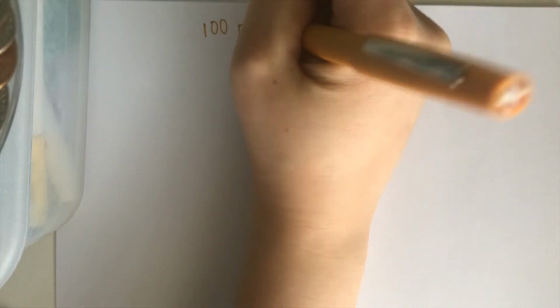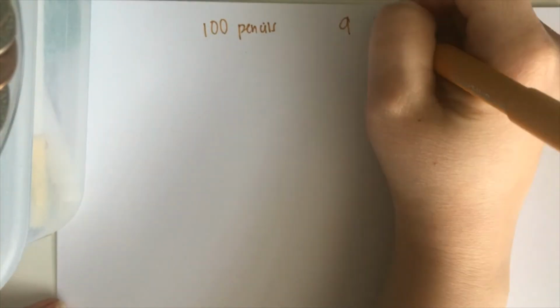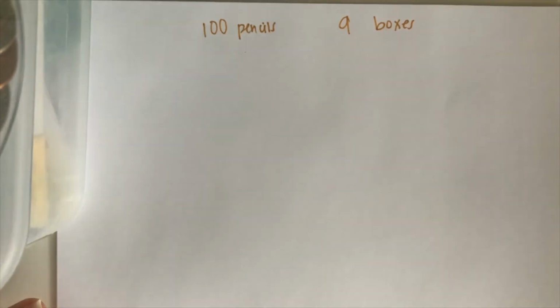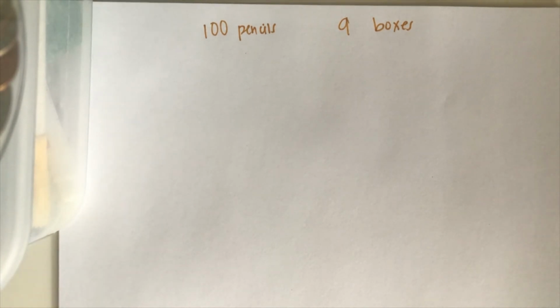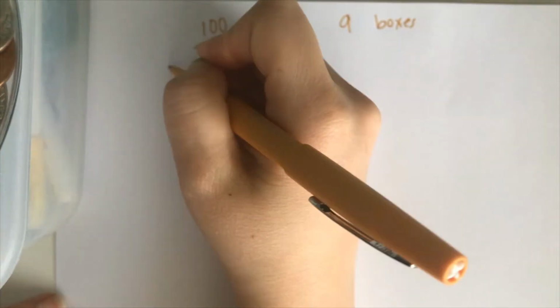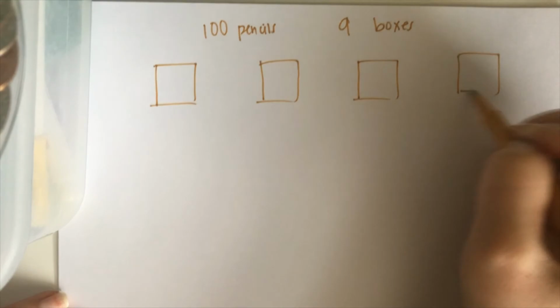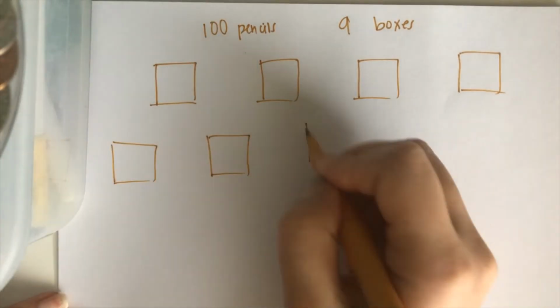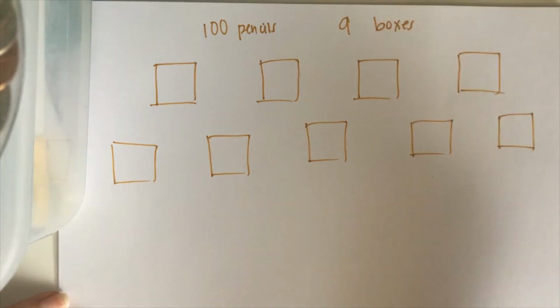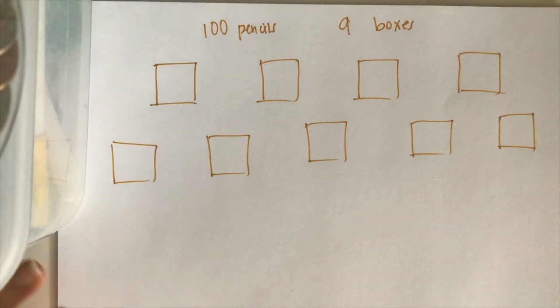In this one, Miss Page has 100 new pencils, and she's putting them into 9 boxes. And we're trying to figure out how many each of the kids would need if she only put them into 9 boxes. So we need to be fair and make sure that everyone's getting the same amount. In order to do this, I'm going to draw 9 boxes. So there are my 9 boxes, and now with this, I'm going to put in my 100 pencils.